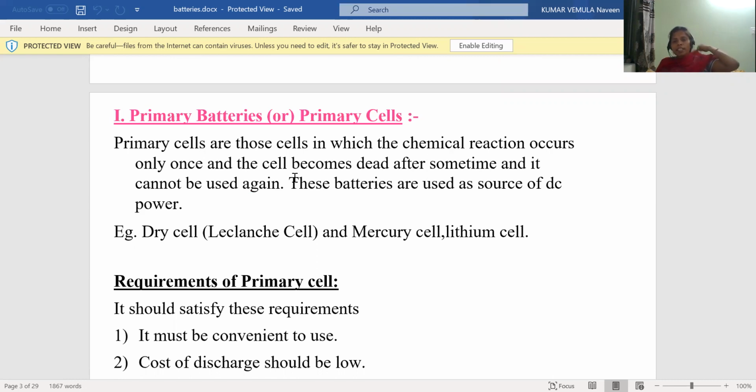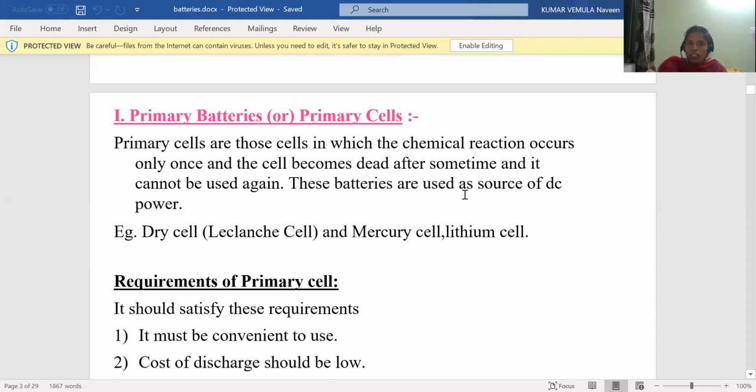Yes, our mobile phone batteries can be recharged and used again and again. But the primary batteries, for example our wrist watch batteries and our remote control batteries, are non-rechargeable batteries. These cannot be used again and again. Once completely discharged, we have to throw them away. We can't recharge such batteries. Those batteries are called primary batteries. So primary cells are those cells in which the chemical reactions occur only once, and the cell becomes dead after some time and cannot be used again.